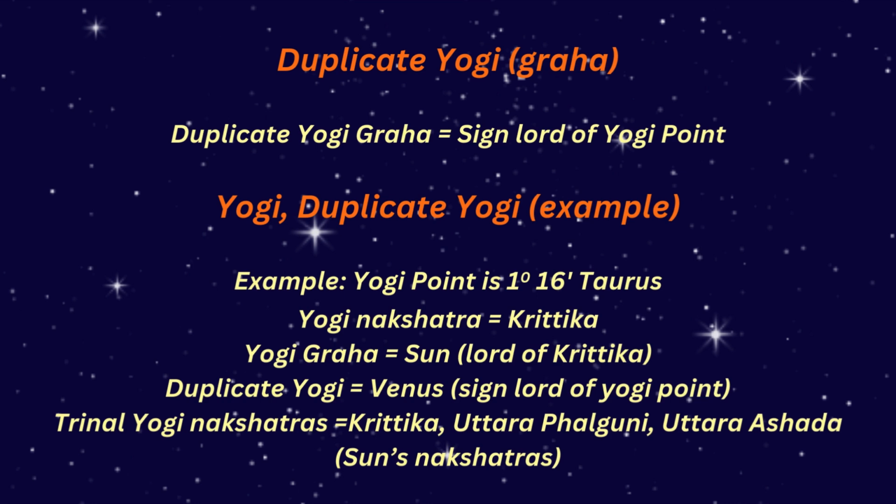point lies. Now let's talk about the yogi nakshatras. These are the three nakshatras ruled by the yogi graha, in this case the sun. So they are Kritika, Uttara Falguni, and Uttarashada. Together, these are called the trinal yogi nakshatras.